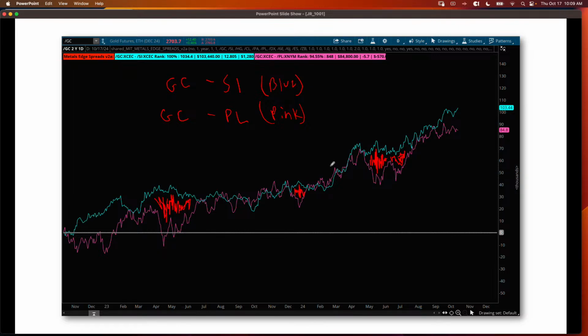Because we're looking for breakdowns in relationships. So if I wanted to sell this blue line, right? I would sell gold, and I would buy silver. If I wanted to buy this pink line, I would buy gold, and then I would sell platinum. Okay? So the trade would be gold, silver, and then gold platinum.